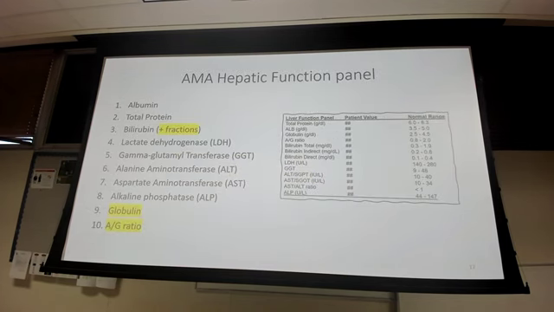Okay, so here is a hepatic function panel. This is what it looks like, and this is how we present it to you on the test as well. Albumin, total protein, bilirubin, LDH, GGT, ALT, AST, ALP, globulin, and AG ratio.